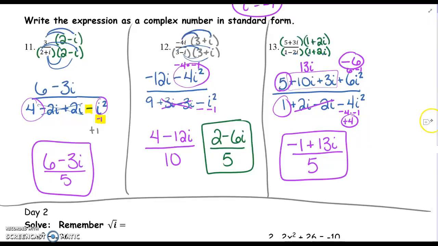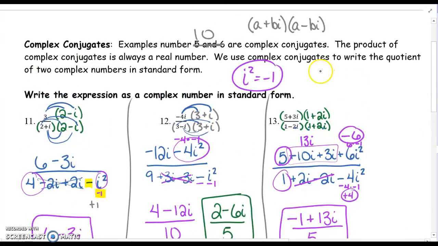So say your denominator was 2 minus 13i, you would multiply the numerator and the denominator by 2 plus 13i. Make sure you change it from minus to plus or from plus to minus.